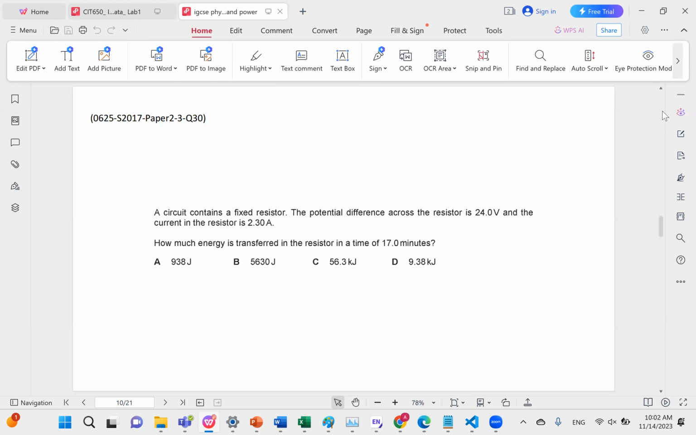Again, let's write down our variables. V is equal to 24. I is equal to 2.3. T is equal to 17 minutes. I have to convert that to seconds. So 17 times 60. And that gives us 1020 seconds.